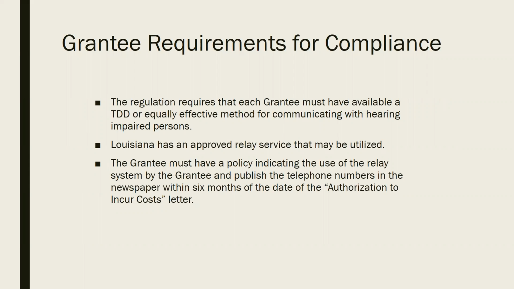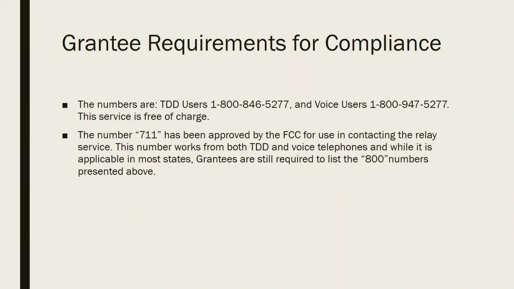Each grantee must have a TDD for anyone with hearing and visual impairments. This notice must be posted in the newspaper within 6 months of your authorization to incur costs. So here are the numbers that you would post in the newspaper. Some states allow 711, and you can use it if it's available for Louisiana, but you also have to post the 800 number in the newspaper to be in compliance with our grant.